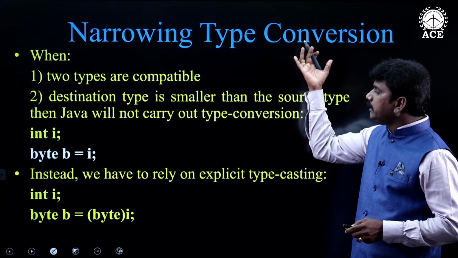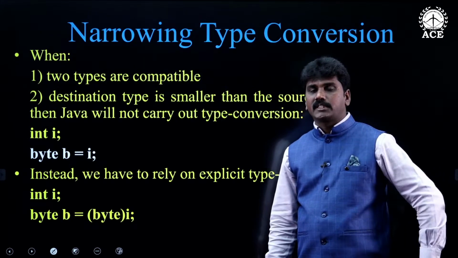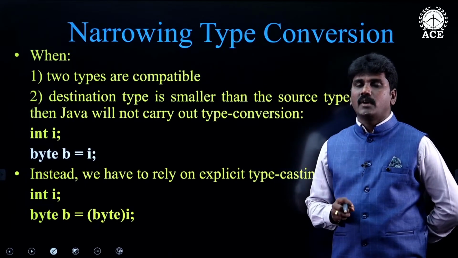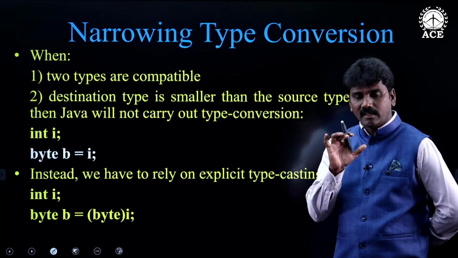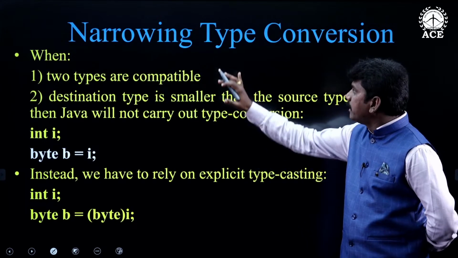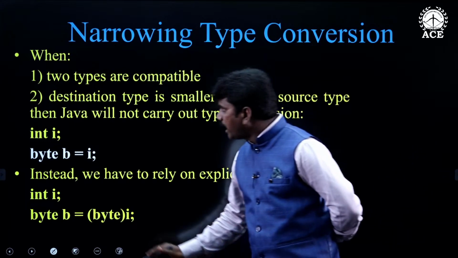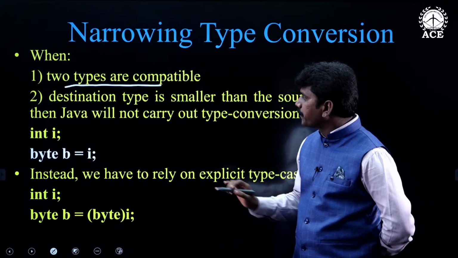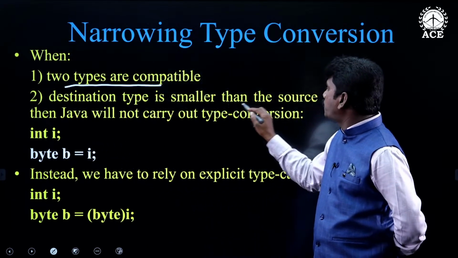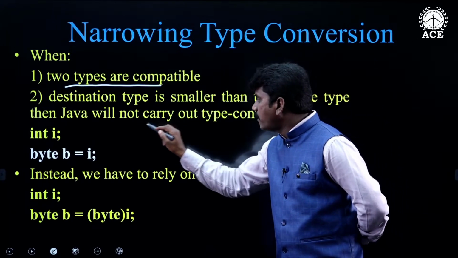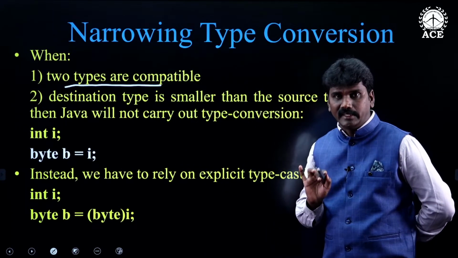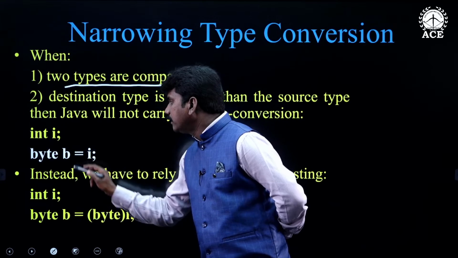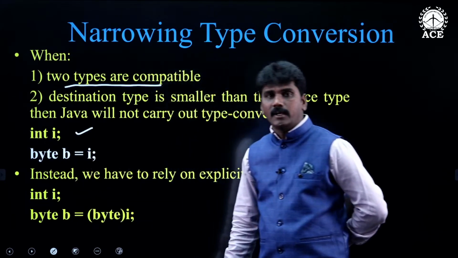Next one, narrowing type conversion. How will the narrowing type conversion be done? Initially, while starting these conversions, we have seen one word called typecasting. That concept we are going to discuss now. Narrowing type conversion. Two types are compatible, that is the important one. Next one, destination type is smaller than the source type. Then Java will not carry out type conversion directly. Implicit type conversion will not be done. For example, int I and then byte b is equal to I.